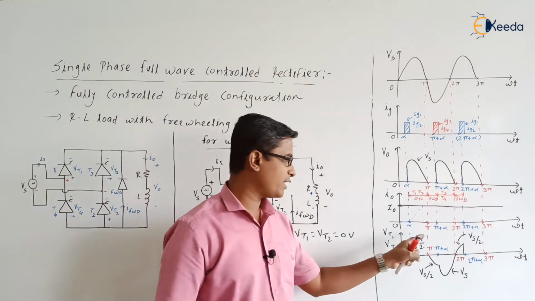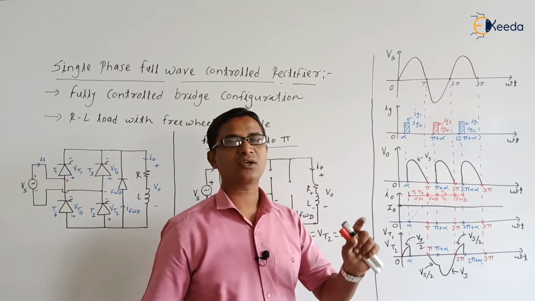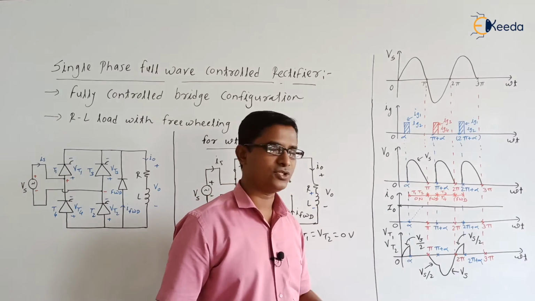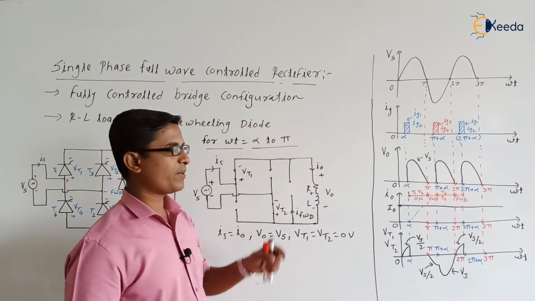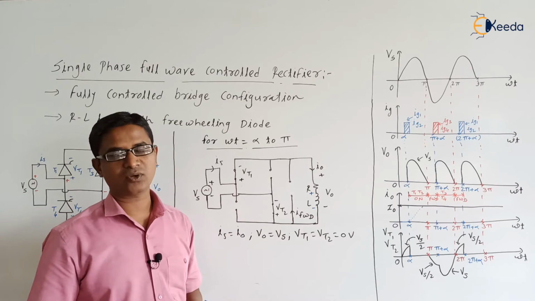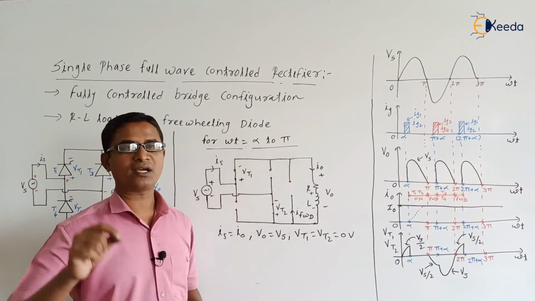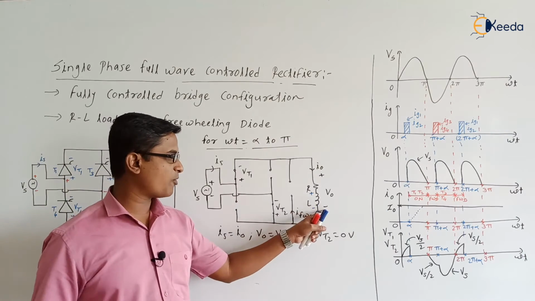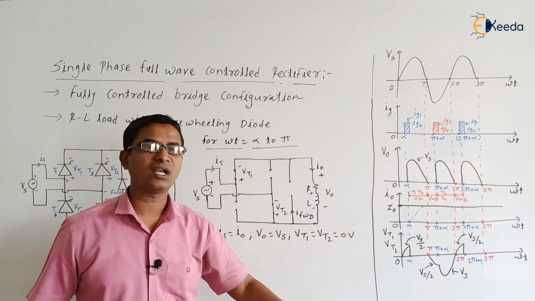Next, at omega t is equal to pi, the current flowing through the inductor is a constant current, a high value. Vt1, Vt2 will be 0. So during alpha to pi, the inductor is storing the energy, and at omega t is equal to pi, the current flowing through the inductor is I0. It is non-zero, and positive means the current flowing through the inductor is in the downward direction.